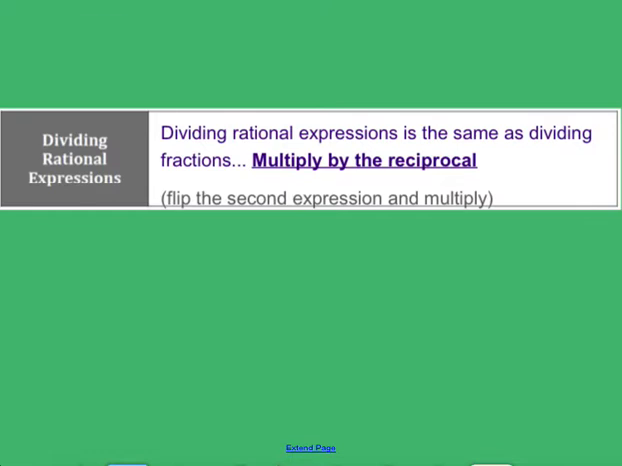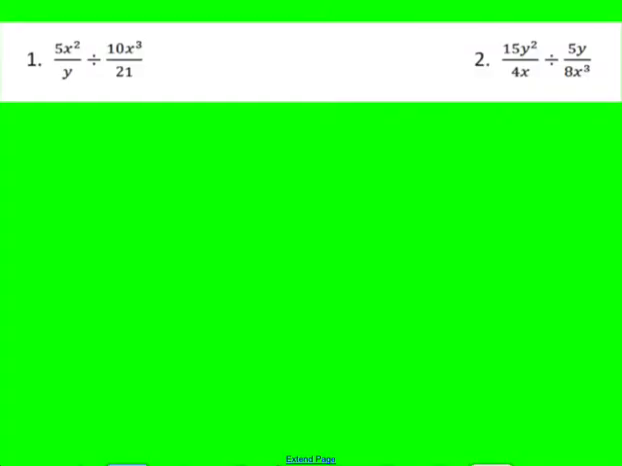First of all, when you are dividing rational expressions, remember when you divided fractions, you needed to multiply by the reciprocal. So that means you're going to flip the second expression and multiply. So that's what we're going to be working on today, that concept. So let's go ahead and take a look.